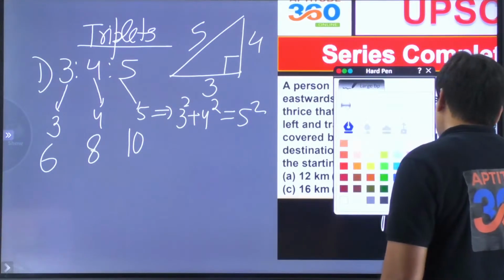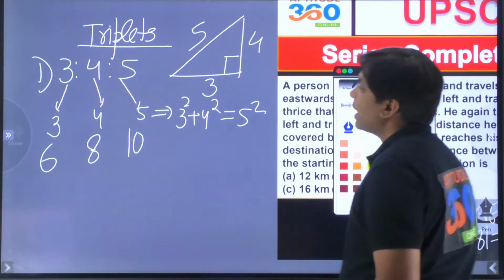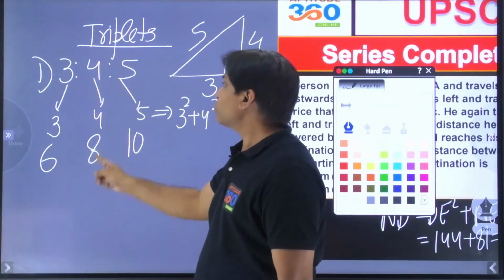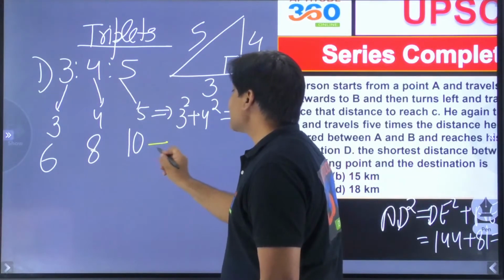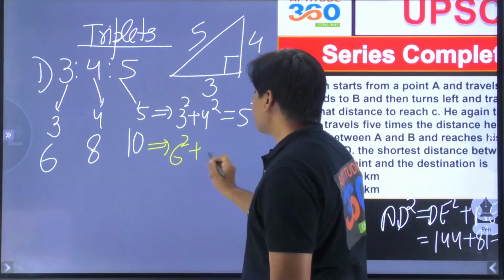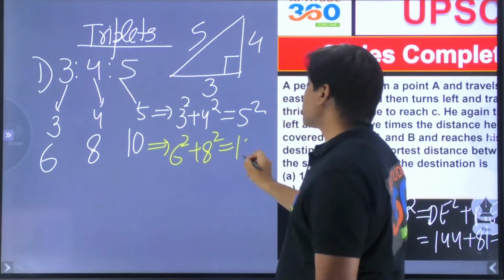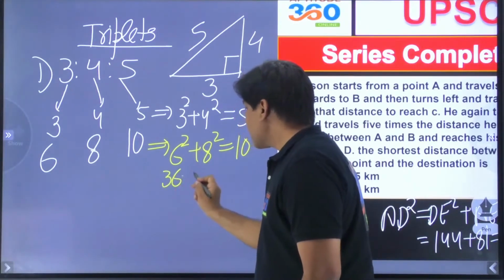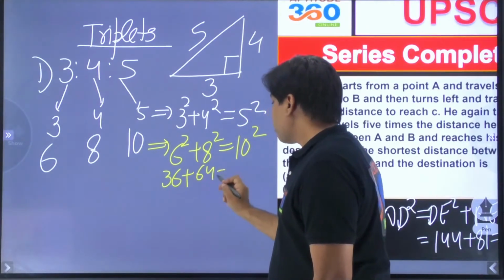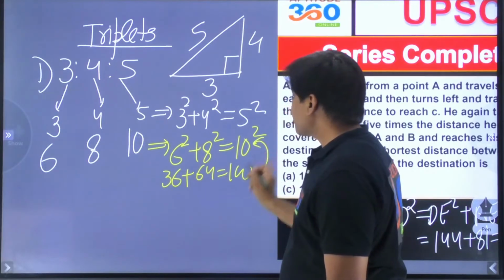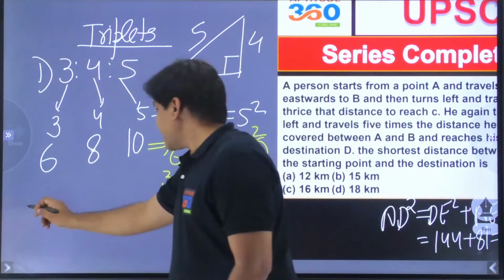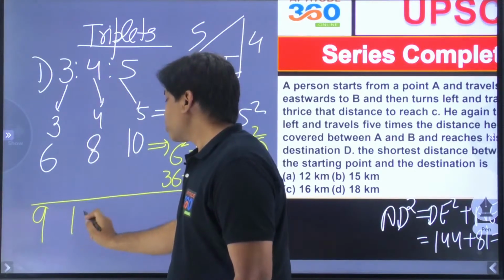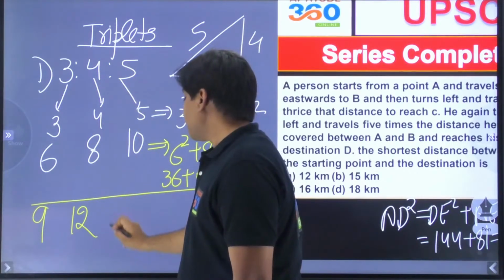What if sides are 6, 8 and 10? Because they still are in the ratio. What ratio are they in? They are still in 3, 4 and 5. 3 into 2, 4 into 2, 5 into 2. I can still say that 6 square plus 8 square is equal to 10 square. Try it. 6 square is 36, 8 square is 64, which is nothing but 100, the square of 10. Problem is simplified.